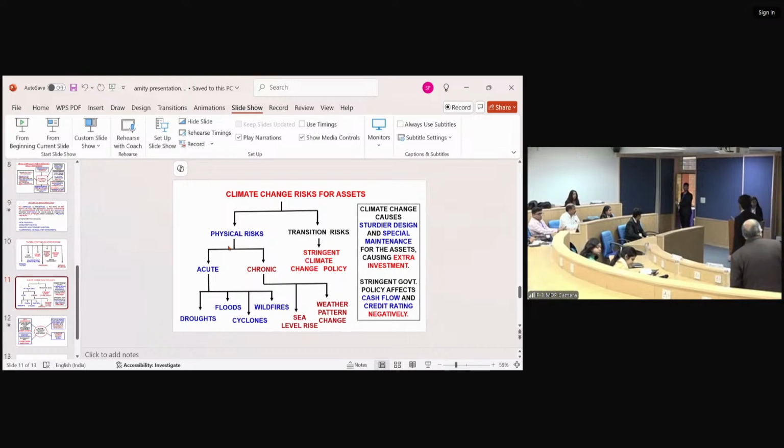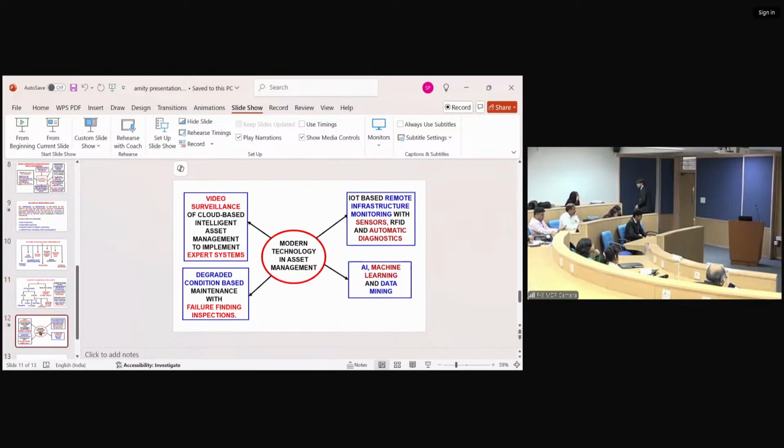There are two types. Physical, just two slides. It will take 2 minutes. So physical risks are acute or chronic. Acute are droughts, floods, cyclones, and wildfire. And chronic are sea level rise, weather. And transitional risks are due to stringent climate change policy, for which you will have to pay money.